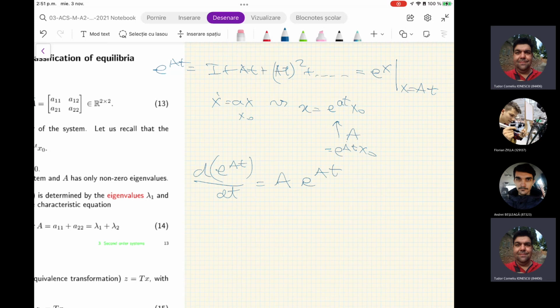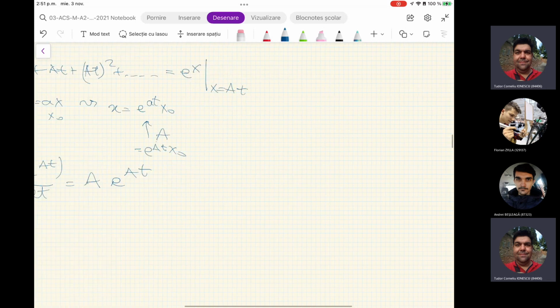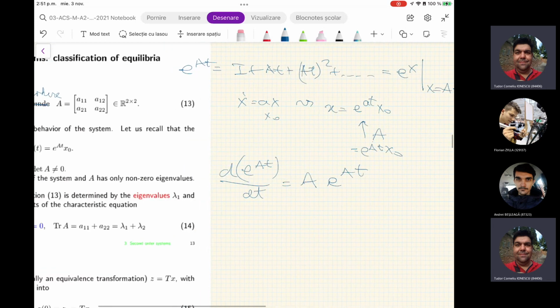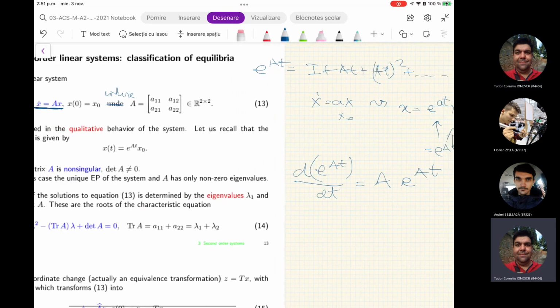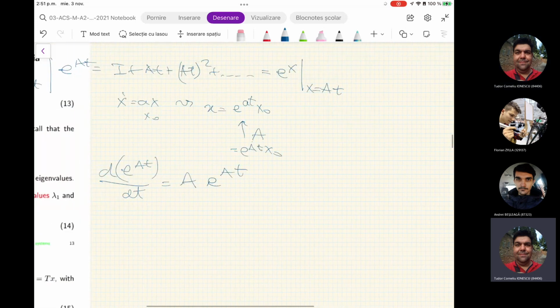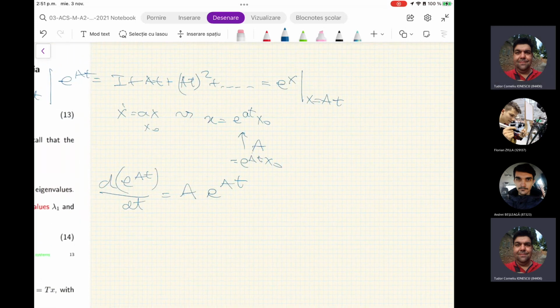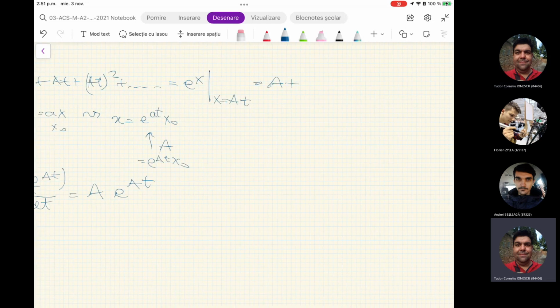How? You just take the derivative here, and then you take A as a common factor. So for instance, if you take the operator d/dt over this, the identity goes away, because it's a constant. So you get A plus A squared t, and so on.